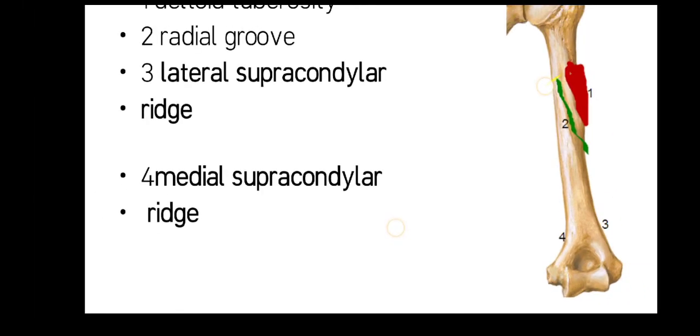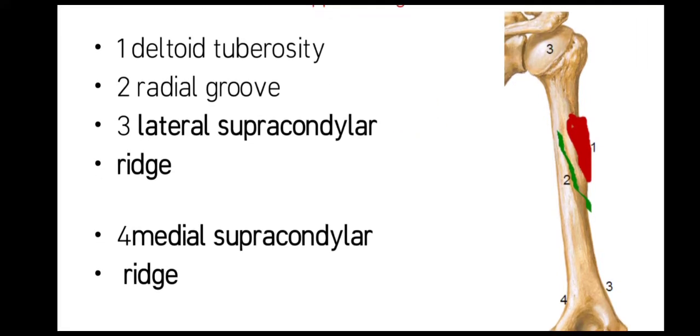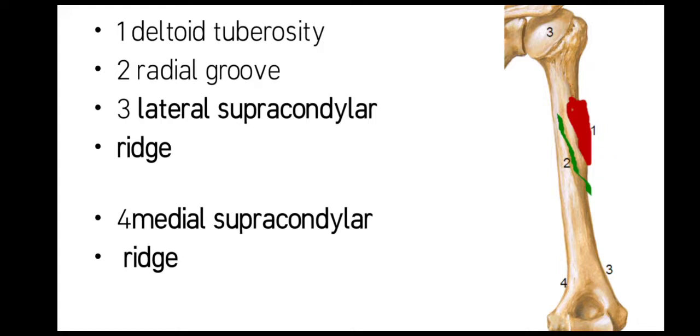So the first structure that we can see in the shaft is this deltoid tuberosity. What is tuberosity? Tuberosity is basically a rougher surface where there is insertion of a muscle. Here, the lower end, the insertion of the deltoid muscle takes place on the humerus. That's why it is known as deltoid tuberosity.